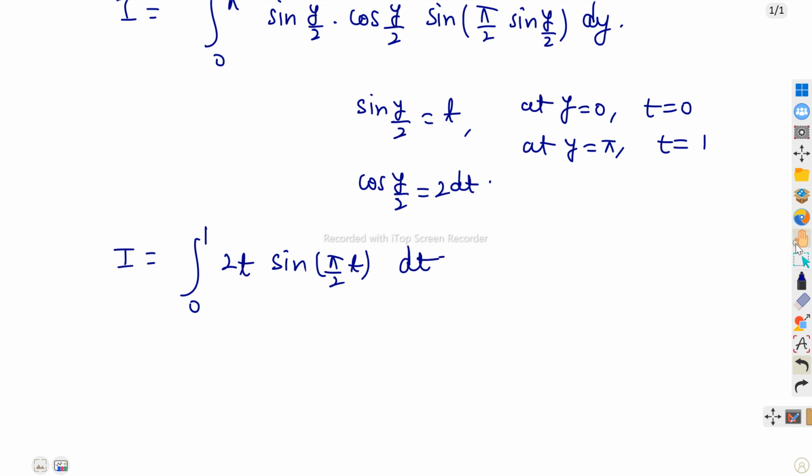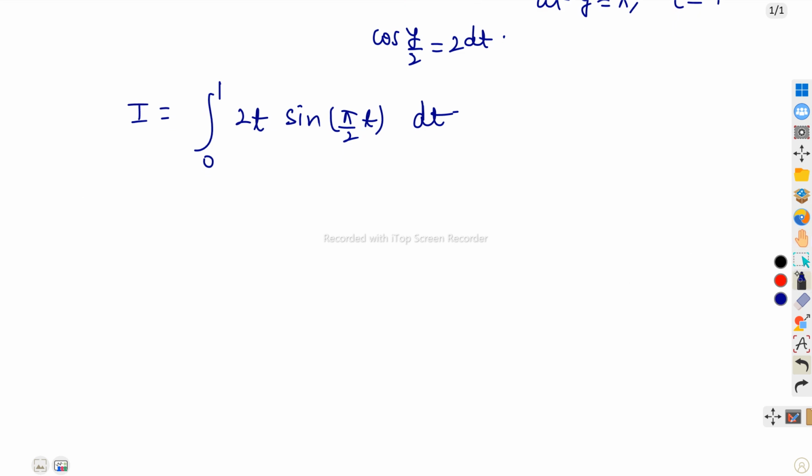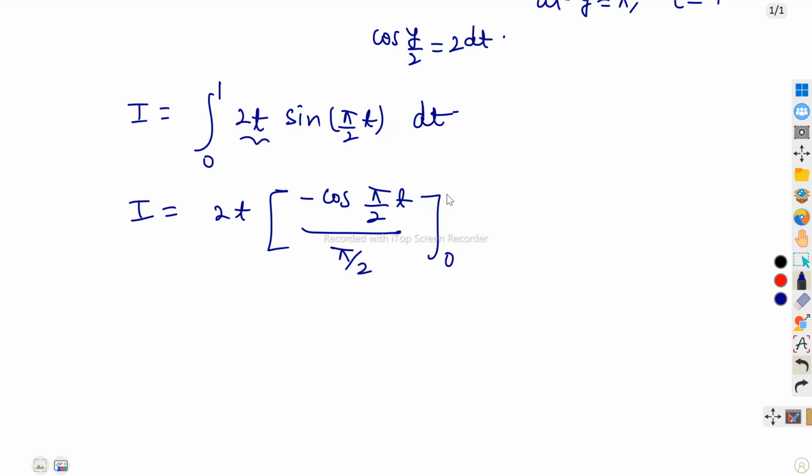So we use integration by parts here. We take 2t as the first function and the trigonometric function as the second function. The integral of this function is minus cos(pi by 2 t) upon pi upon 2, with limits 0 to 1. So this is 0 to 1, and 2 times 2 upon pi, differentiation times integration of this is 2 upon pi cos(pi by 2 t) dt.